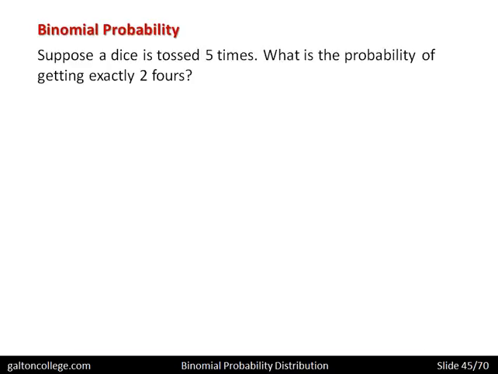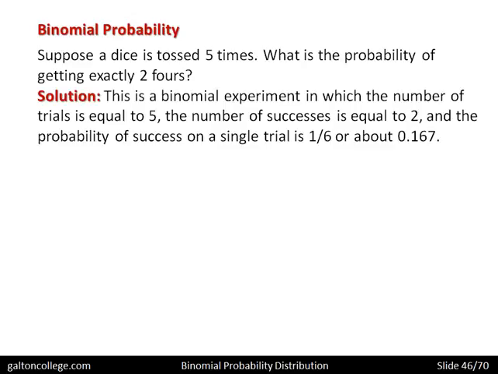Now, suppose a dice is tossed 5 times. What's the probability of getting exactly 2 4s? Well, the solution is a binomial experiment in which the number of trials is equal to 5, the number of successes is equal to 2, and the probability of success on a single trial is 1/6. It's a dice. All dice have 6 sides. So the one that's shown on top has 1/6 of a chance of being there, because one of the other faces could have come up.